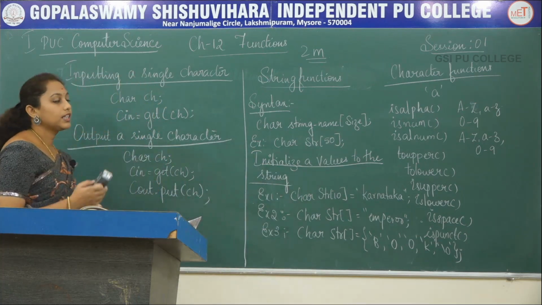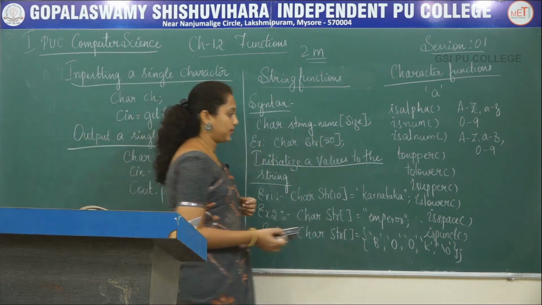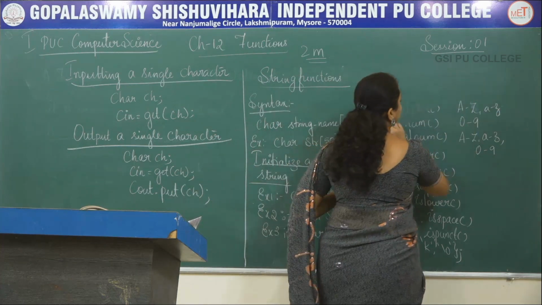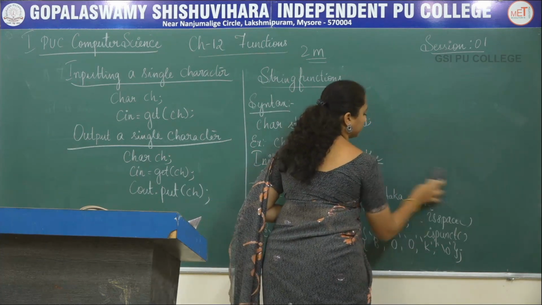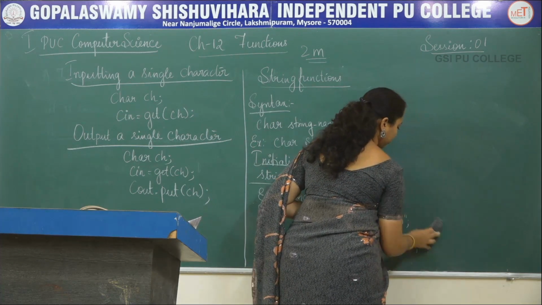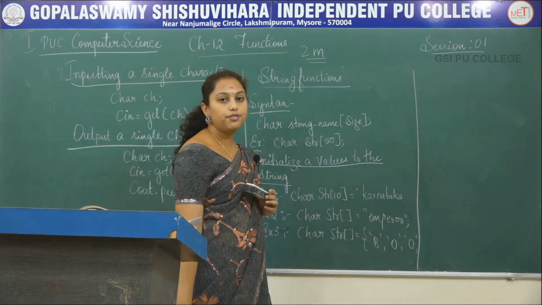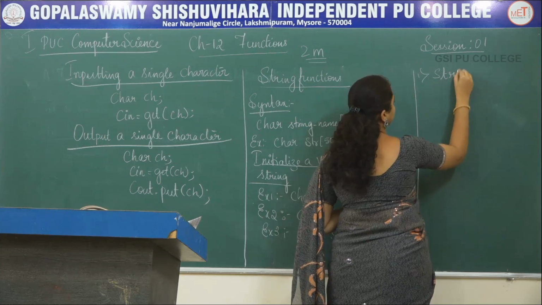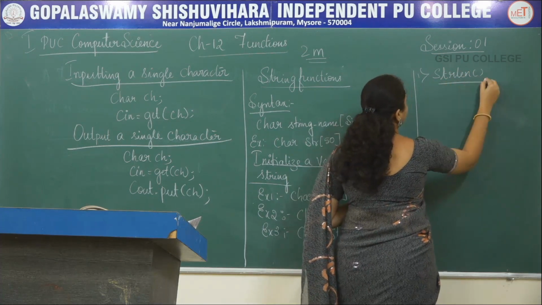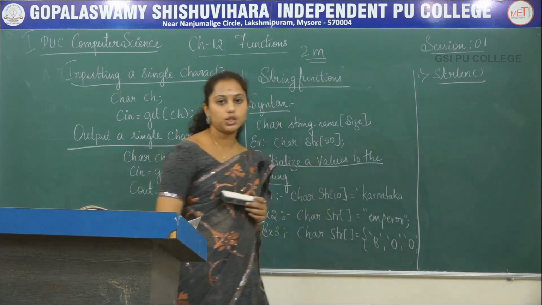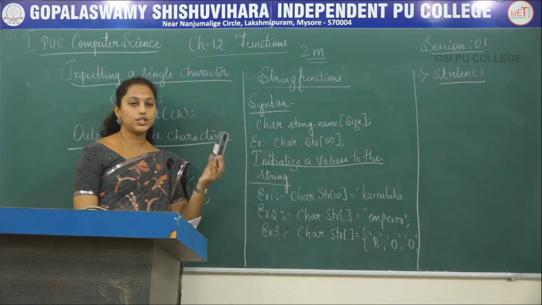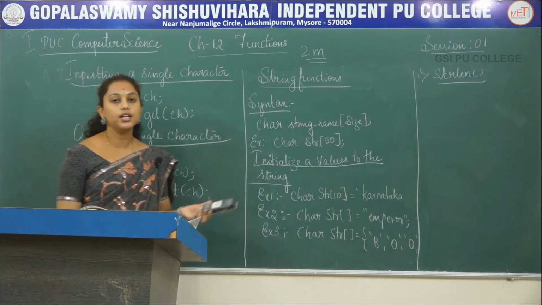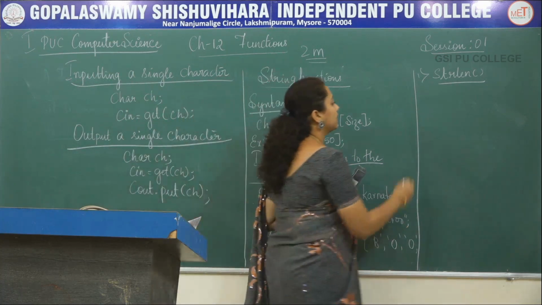So now let's see the different string functions. The first string function is strlen, string length. So why do we use the string length function? The string length function is used to find the length of the string. So what is the syntax?